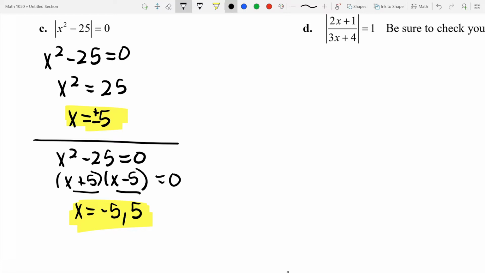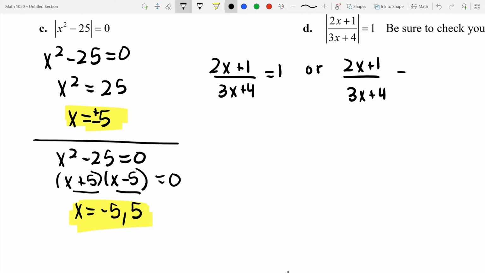Okay, step D. Question D, I mean. Is my absolute value alone, yes or no? Yes, it is. So now I go to step 2, which is to split it apart. So I'm going to go (2x plus 1) over (3x plus 4) is equal to 1, or (2x plus 1) over (3x plus 4) is equal to negative 1. You know what I want you to do? I want you to cross multiply. Write that down. Cross multiply. You're going to do it again and again in this class, and it's the easiest way to do it. So put a 1 right there underneath it.